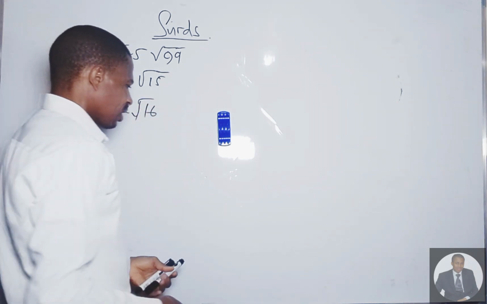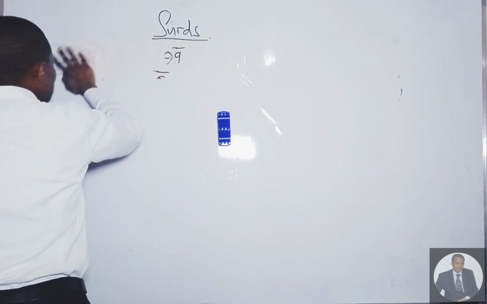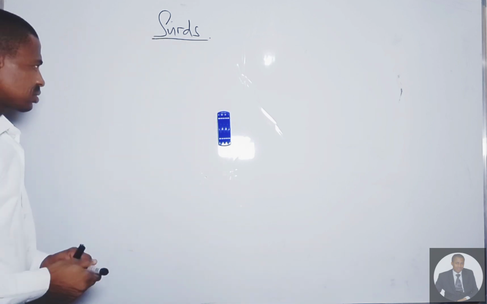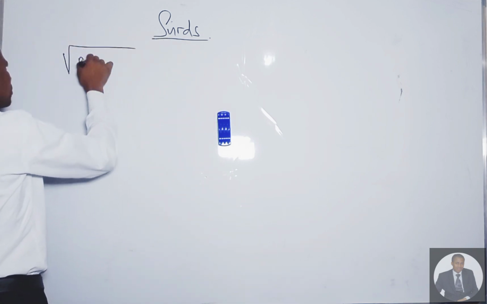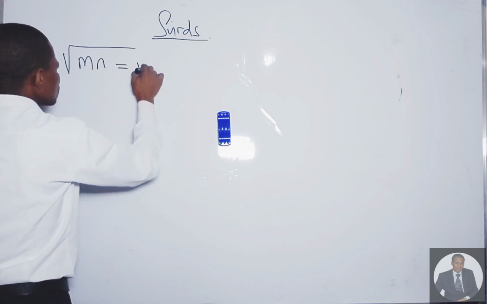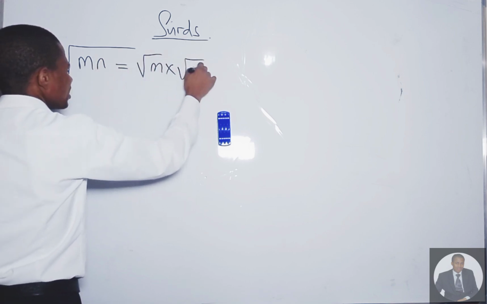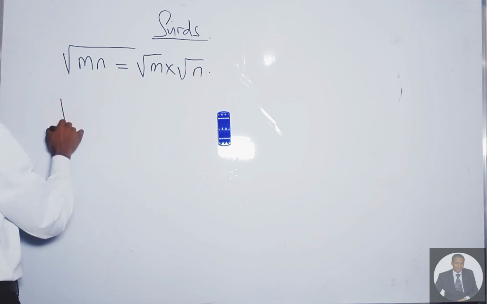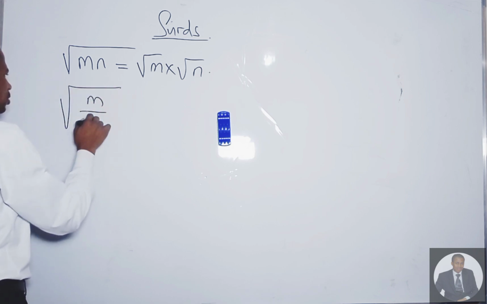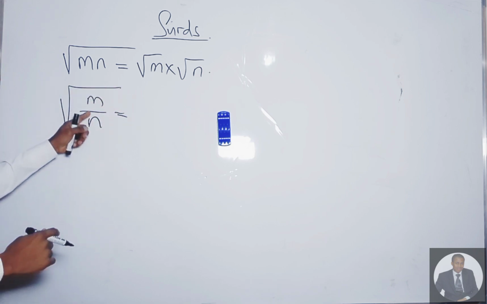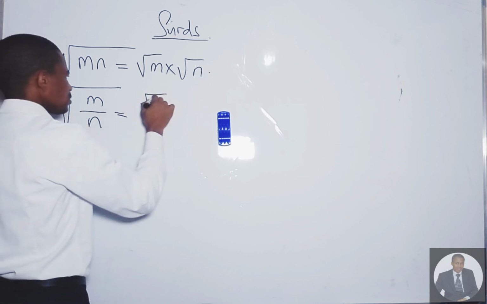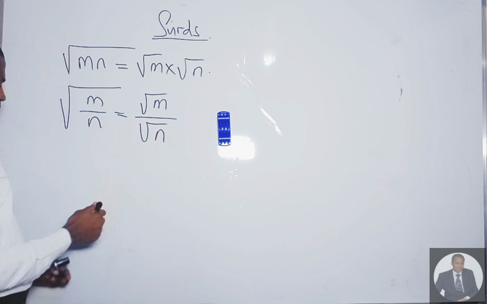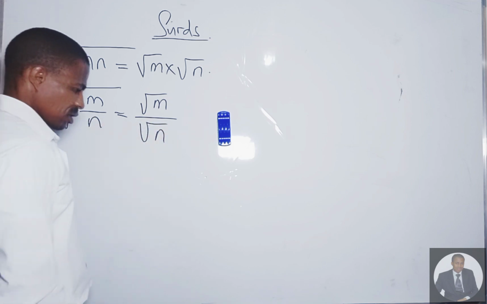Let's look at some examples of surds and how we can express them. There are rules governing surds. If you have something like root mn, it's the same thing as root m times root n. This is the multiplication rule. Then we have the division rule. If you have something like root m over n, it will give us root m divided by root n. These are rules governing surds.